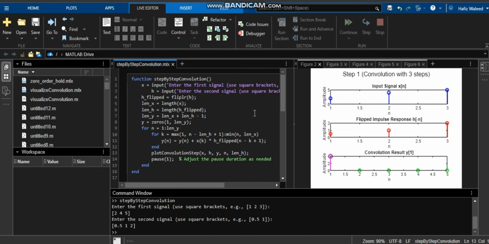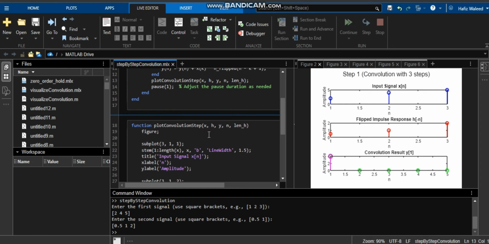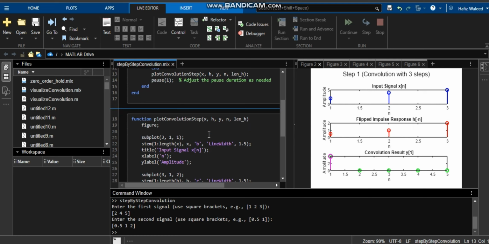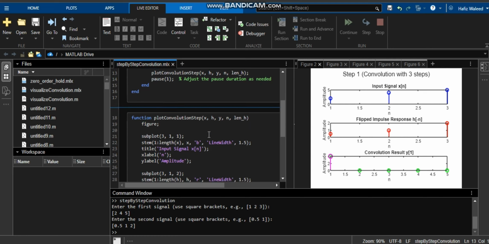The lengths of the input signals and the resulting convolution signal are calculated. The convolution is calculated using a nested loop. The outer loop iterates over the length of the resulting convolution signal, and the inner loop calculates the convolution sum at each step using the flip and slide method.